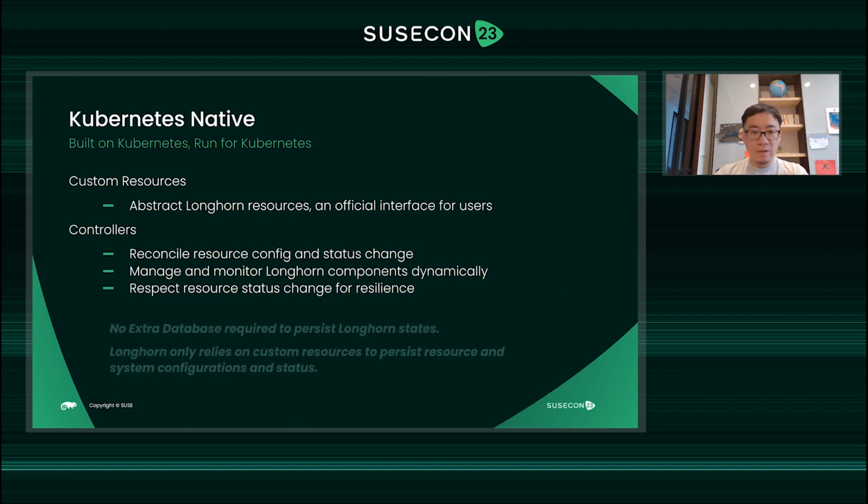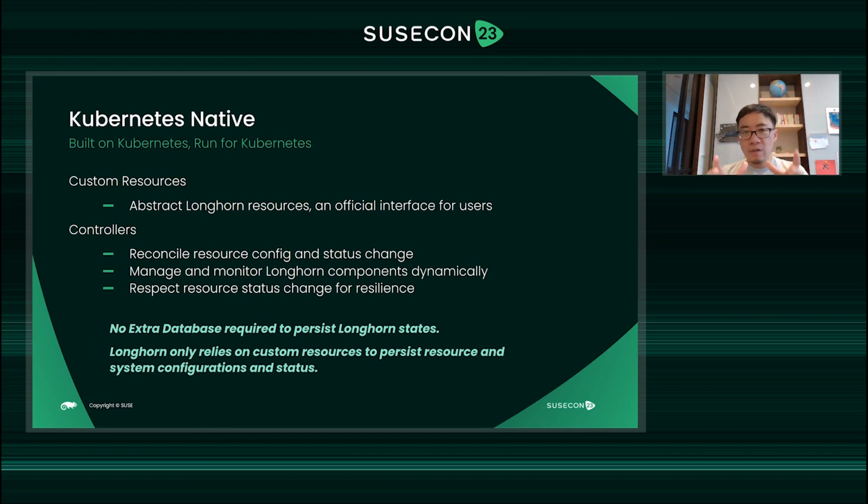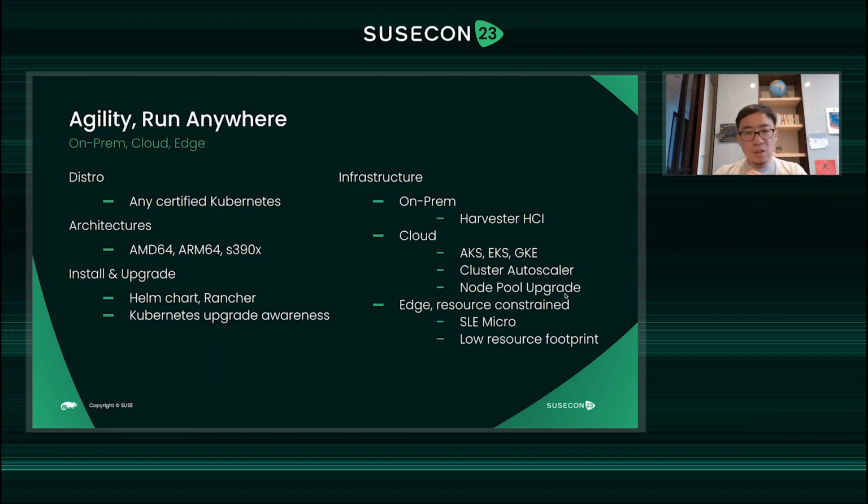Okay, so simply said, when using Longhorn, you don't need to have an extra database to persist Longhorn status because everything is saved in Kubernetes by custom resources. Longhorn only relies on custom resources to persist everything, including the system status and system configuration. So this is what I call Kubernetes native, to make sure Longhorn can run on any certified Kubernetes running well. The goal for Longhorn is not just the persistent volume solution for Kubernetes.